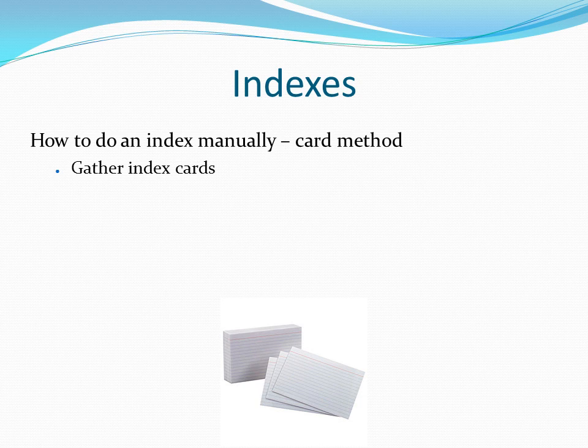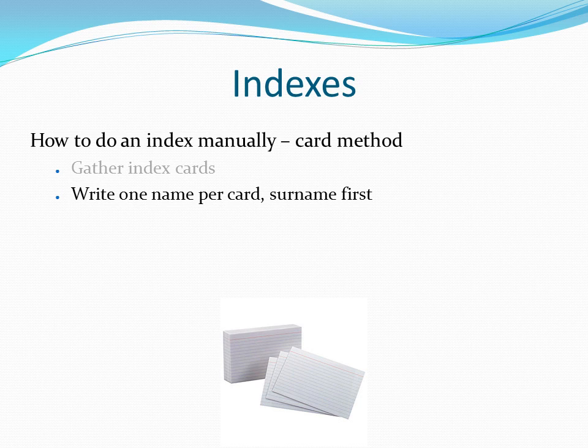So this one's the card method. You just take a bunch of index cards, and you write one name on the top of each card, as you're working on the book and typing it, or maybe you're done with the book and you're just ready to start the index and you want to use the card method. You just write the name on the top of the card until you've got all the names written. And then you alphabetize the cards, so you put all the cards in alphabetical order so you can find them easily.